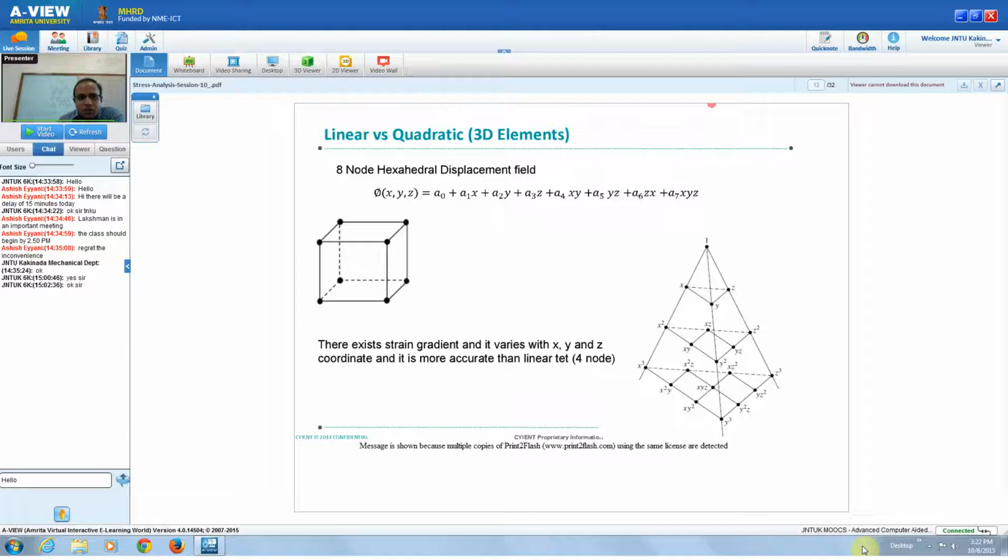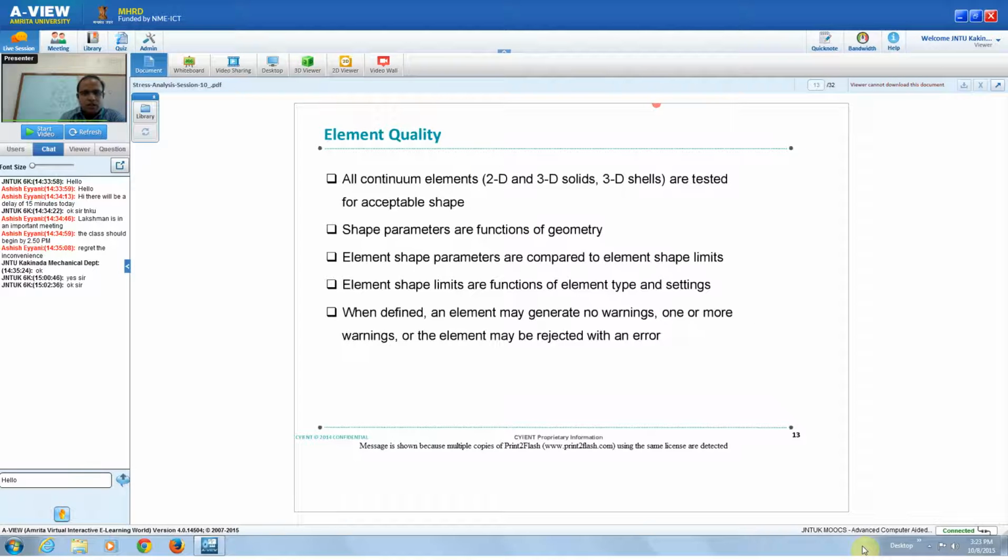If you have any questions, you can raise them. Otherwise, I will continue with the next topic. Any questions? Okay, I'll proceed to the next topic.